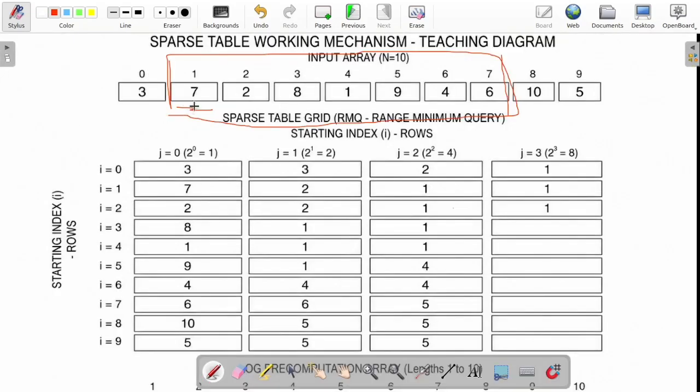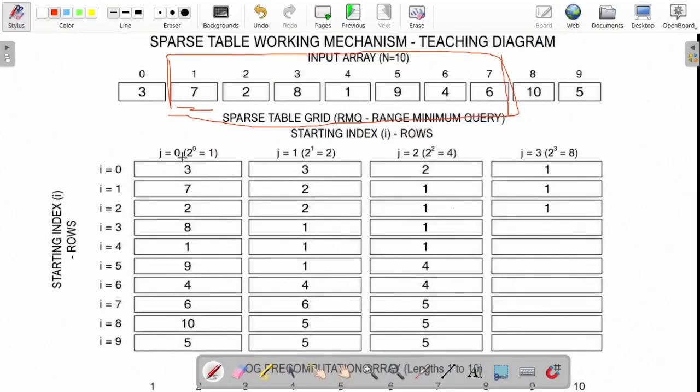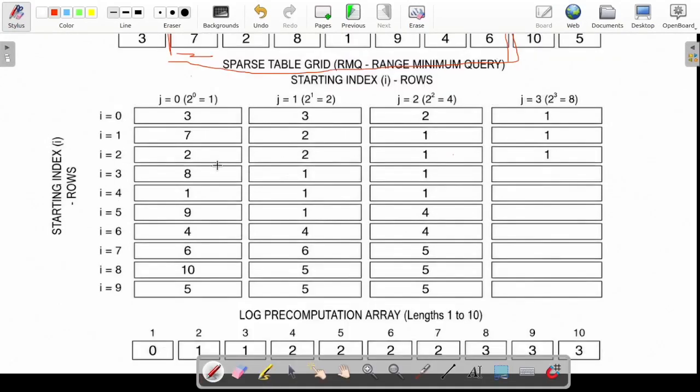Now, earlier what we were doing, we were simply iterating. Yes, it is recording. Now earlier what we were doing simply, we were iterating from index 1 to index 7. But now we have the structure. Let's see how this structure will help us, instead of iterating, find the answer quickly.